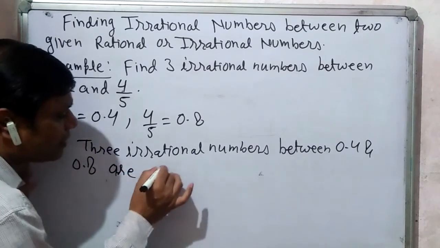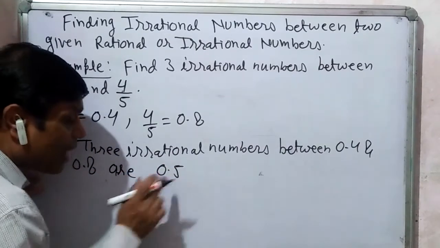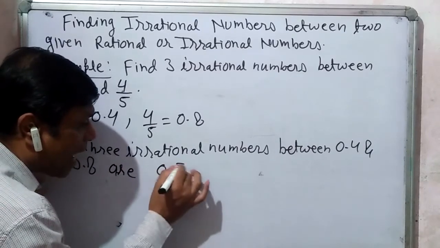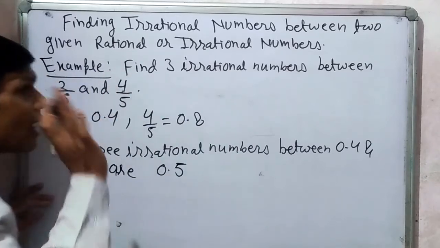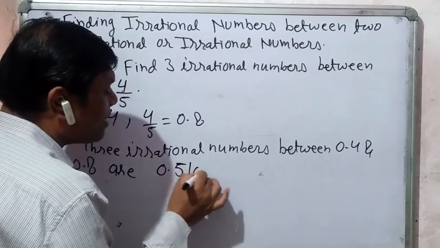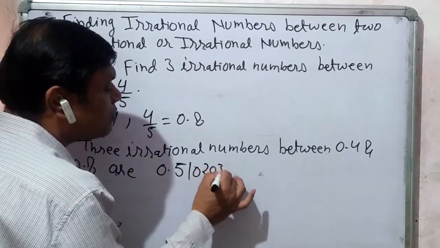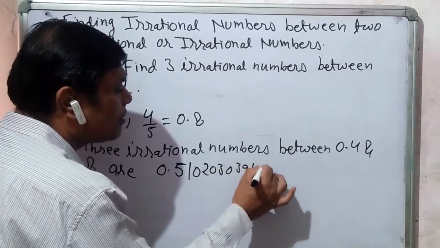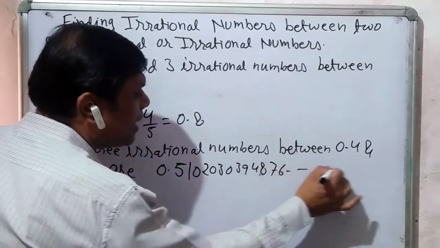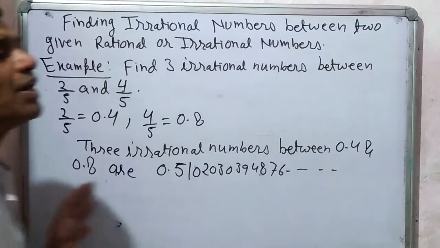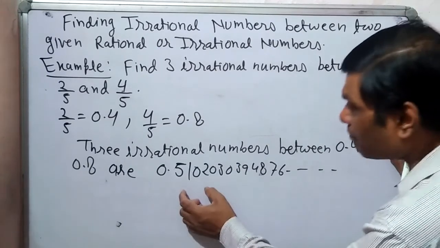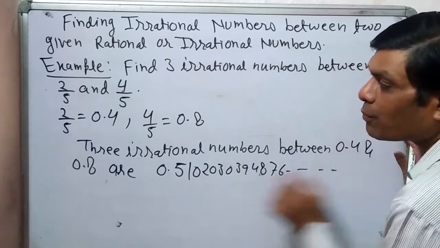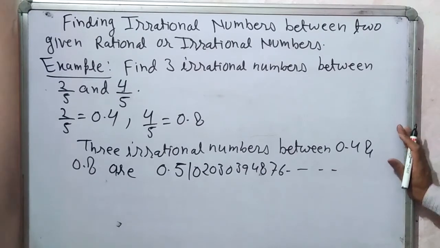We can start with 0.5 and we may write any digits after that without repetition in order. We may write this as 0.5 10, 20, 30, 39, 48, 76 and so on. We don't know how many will be repeated. That is one irrational number. This number is greater than 0.4 but less than 0.8.